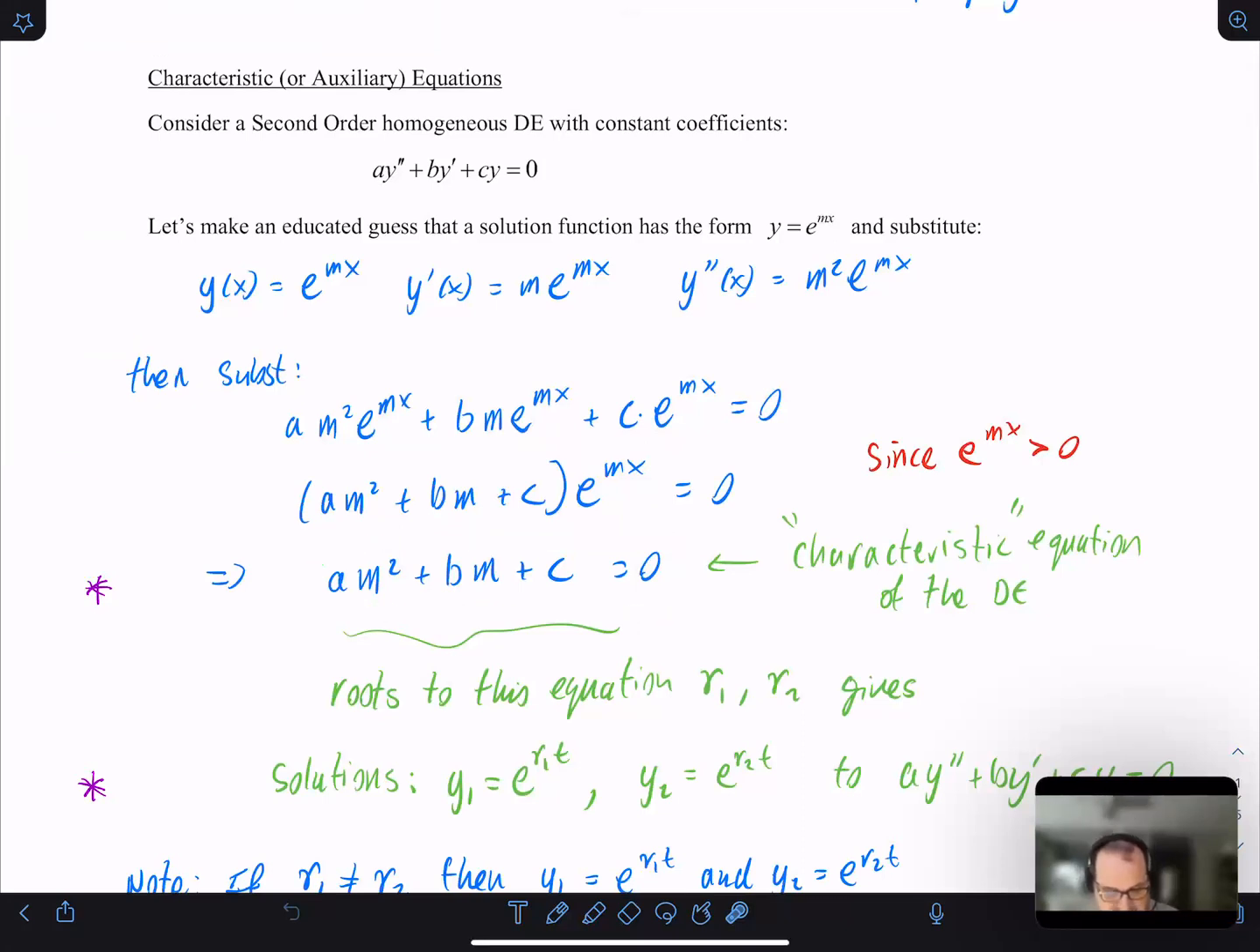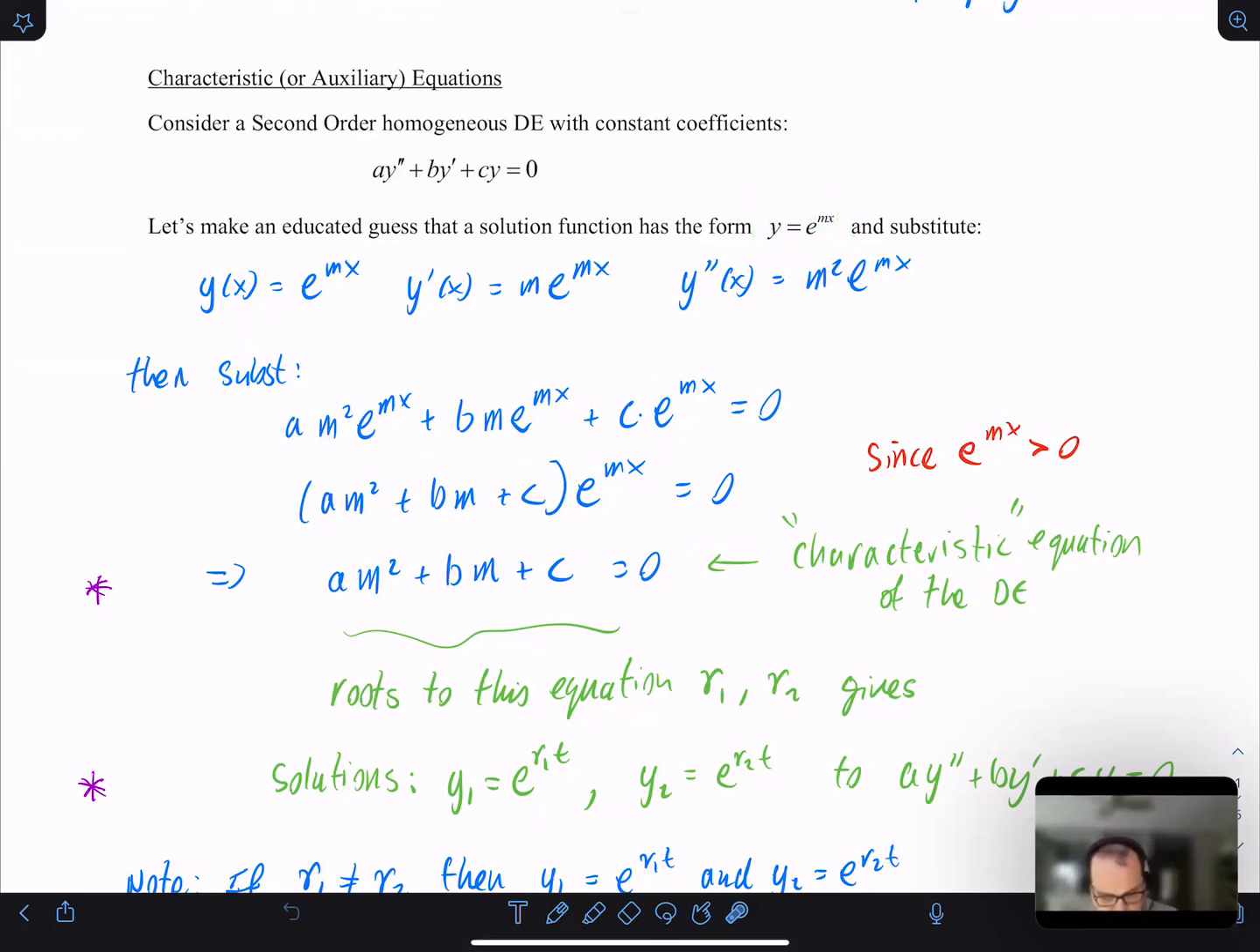I'm here using the letter m. The website sometimes uses the letter r instead of m. But again, the choice of letter here is not super important. It turns out that if we can solve this second order quadratic equation, if I find the roots of this equation, then we take those roots, plug them in for m in y equals e to the mx, and we have identified some solution functions.